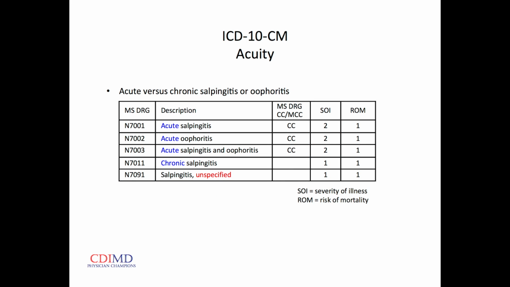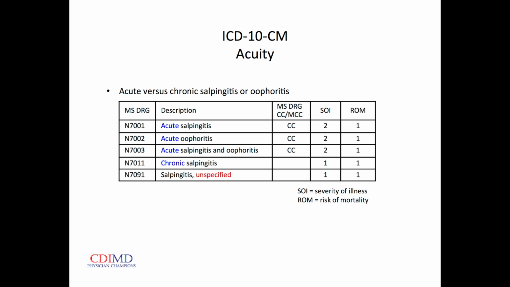And here's an example of acute salpingitis, acute oophoritis, or both. For chronic salpingitis, we get no credit. If we just say salpingitis without specifying its acuity, we get no credit for it at all. And in the APR system that Medi-Cal uses, we get the most minimal credit of it. There are no zeros in these categories. The lowest they go is 1, so this is as low as you get.